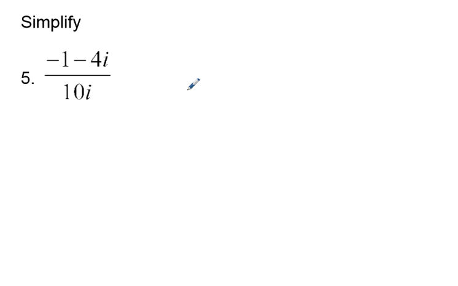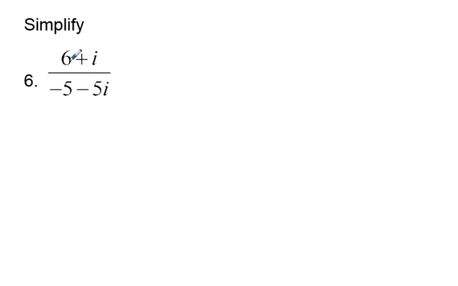Okay, next up on our test review, we're going to do numbers 5 and 6, and they both involve dividing complex numbers. Number 5 has negative 1 minus 4i over 10i. And let's just take a quick look at number 6. Number 6 states 6 plus i over negative 5 minus 5i.